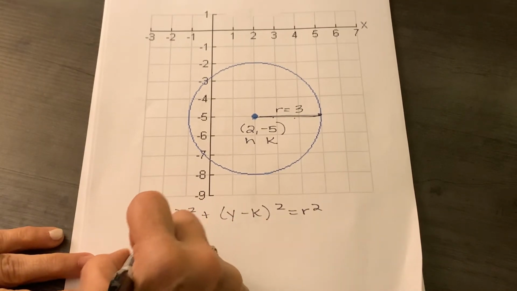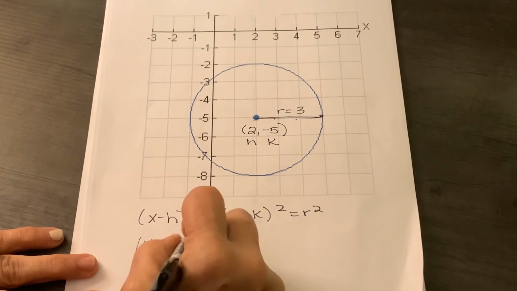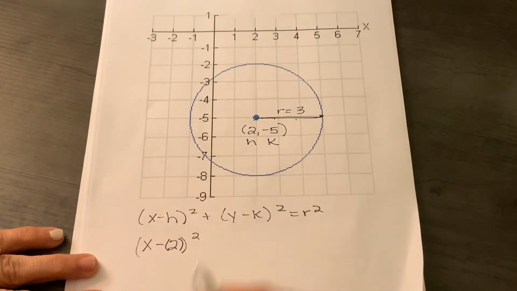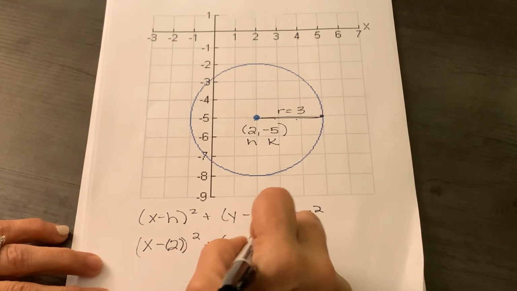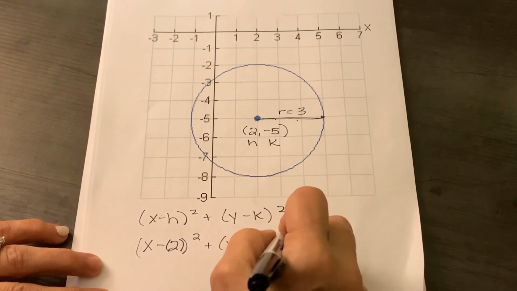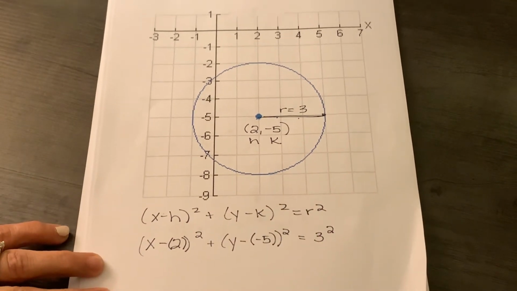So we're going to go X minus 2 squared. Now remember, when we're plugging it in, that's really just a positive, okay? So y minus a -5, I'm squaring it, and then we're going to plug in 3 for our radius.